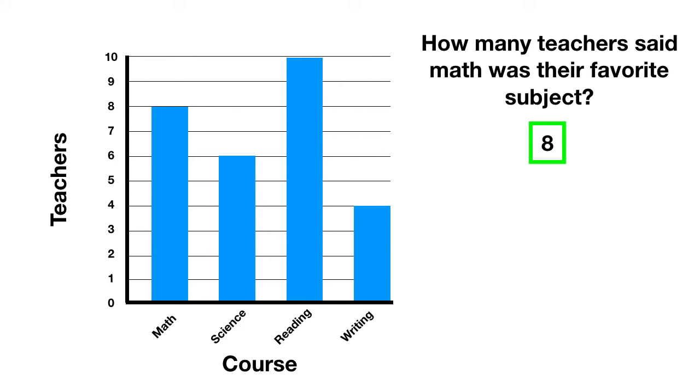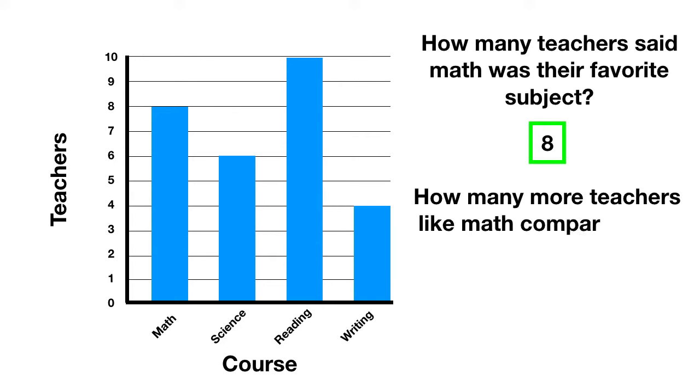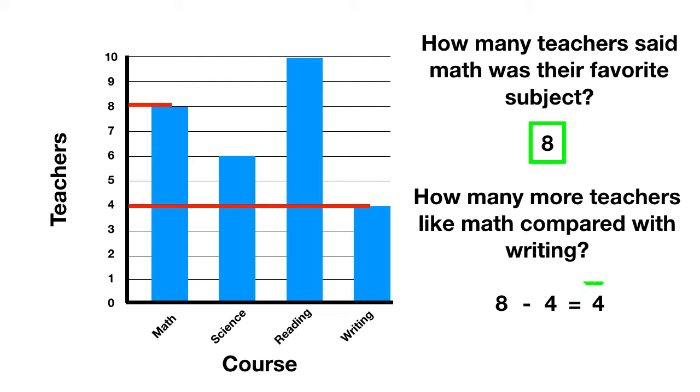Our next question, how many more teachers like math compared with writing? Well, again, we'll start with math, which we can see has 8 teachers. We'll put down an 8. Then to compare, we'll subtract the number of teachers that like writing. Well, for writing, we can see the bar goes up to the line at 4. 4 teachers like writing. Well, 8 minus 4 equals what? 8 minus 4 equals 4. So 4 more teachers like math compared with writing.